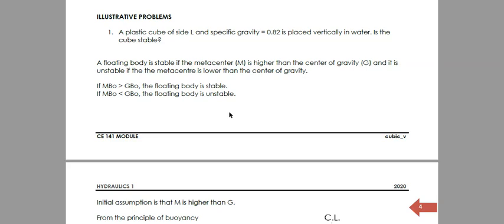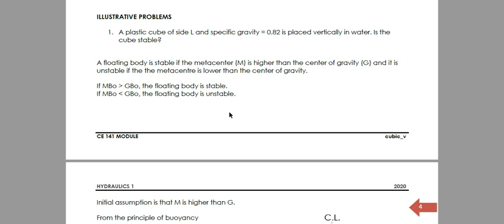Okay, so again, let's continue our discussion under the topic statical stability of floating bodies. Let's try to solve the first example or illustrative problem here. A plastic cube of side L and specific gravity equal to 0.82 is placed vertically in water. Is the cube stable?